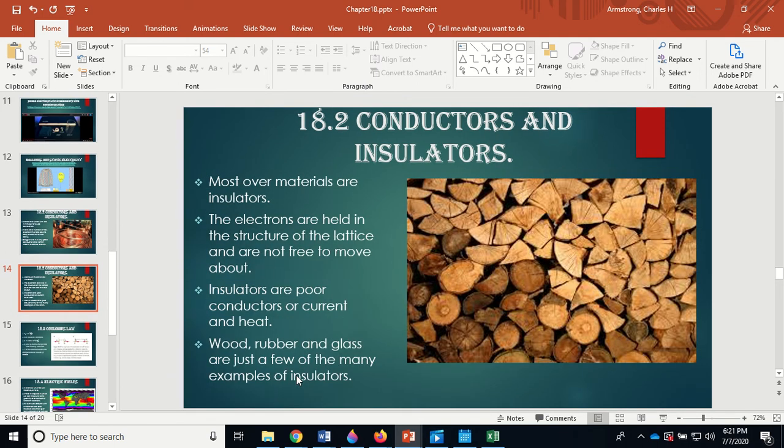Now, insulators. Most materials are insulators. You think of metals, and you think of water with impurities in it, then everything else you think of is probably going to be an insulator, like wood, for example. Electrons are held in, they're all needed. All the electrons are needed to create the structure of the material. All right, insulators are poor conductors of current and heat.